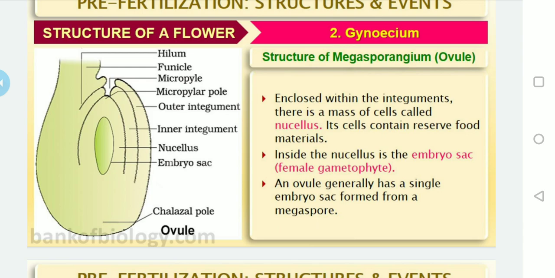Let me briefly recall what we have discussed today. We discussed the types of gynoecium: monocarpellary and multicarpellary. If a gynoecium has a single carpel, it is monocarpellary; if many, multicarpellary. If the gynoecium is free, it is apocarpous; if fused, syncarpous. Then we discussed the pistil or gynoecium, each pistil having stigma, style, and ovary. Then we discussed the structure of the megasporangium. Next class we will continue the remaining things. Thank you.